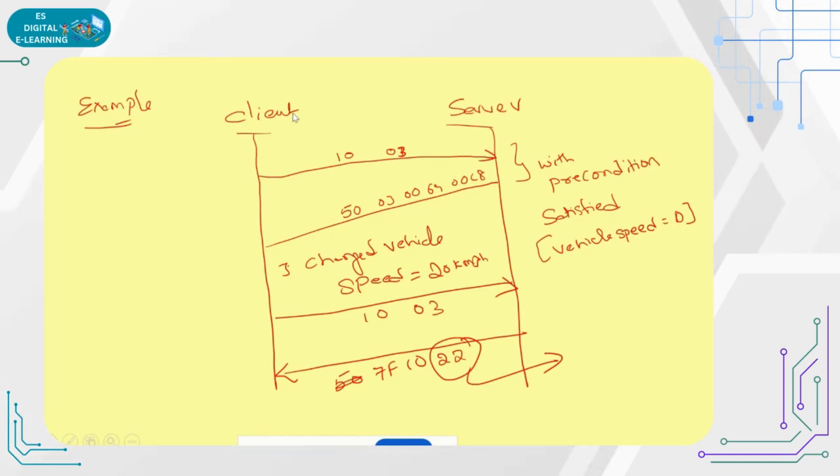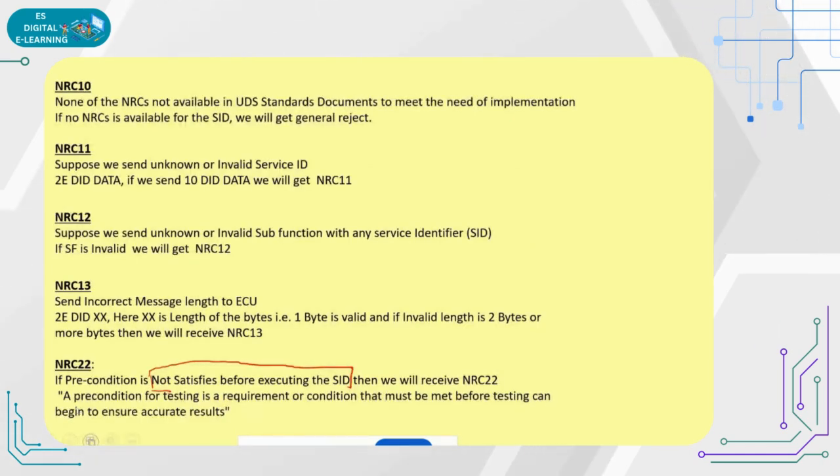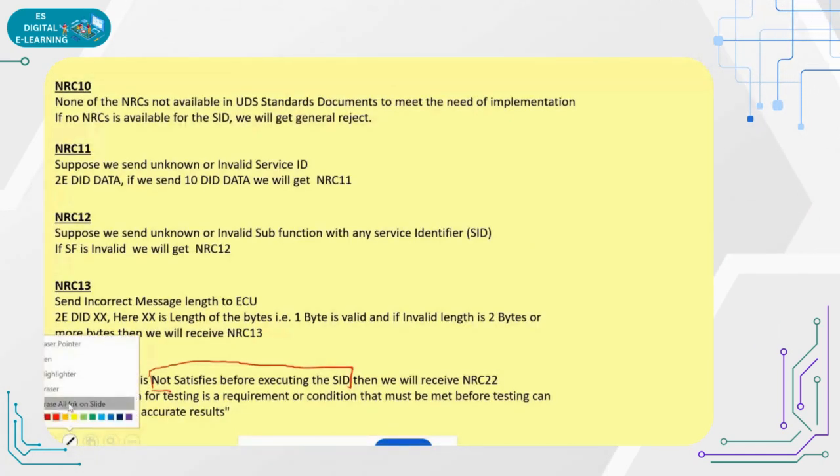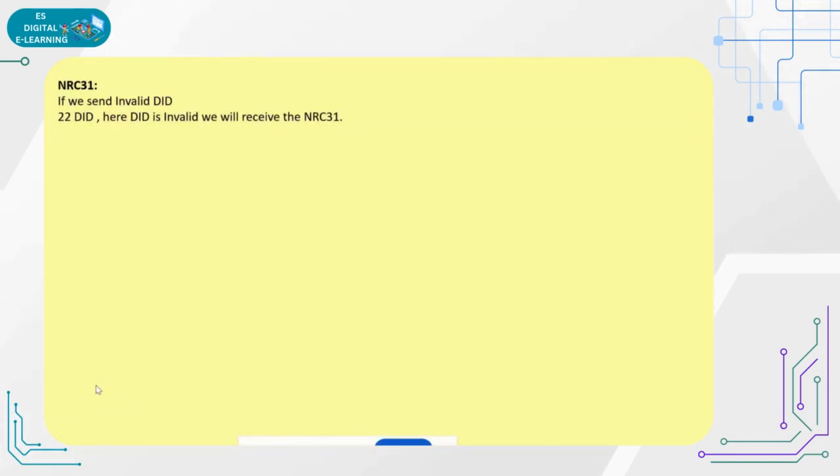You are just making some changes. Precondition not satisfied; you need to think about it. That's it. So, clear, right? Shall I remove this? Yes. Next is the 22 we discussed. These are the NRCs. Next is 31, request out of range.